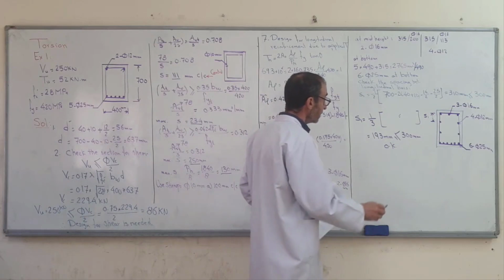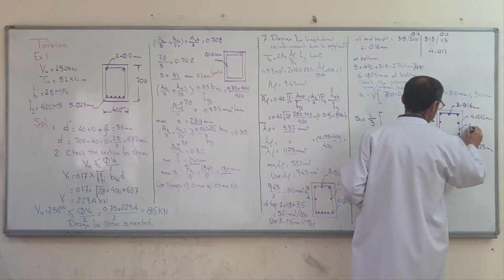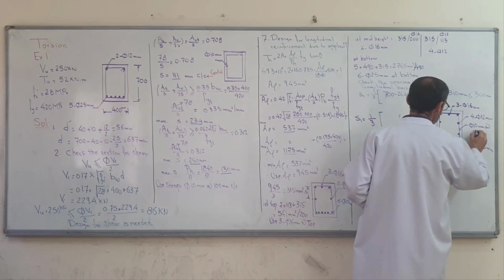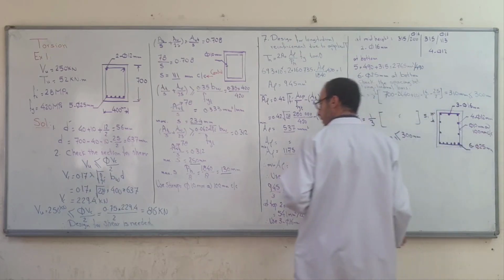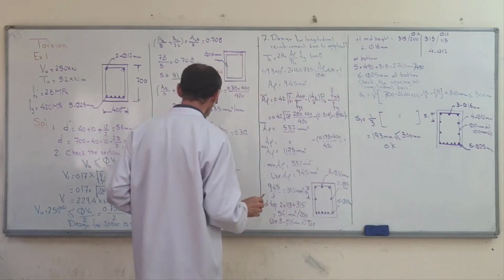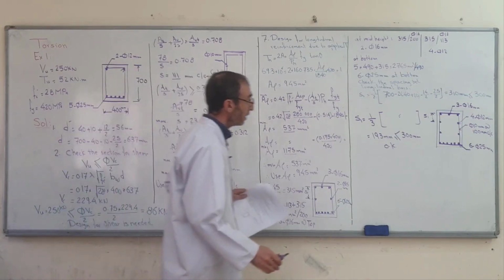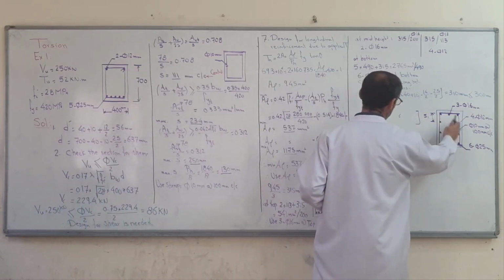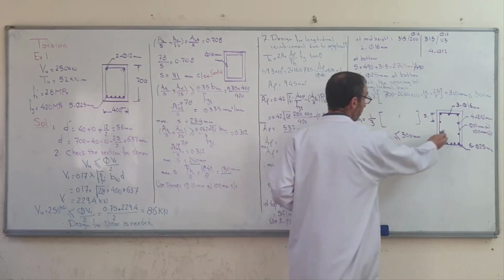This is the reinforcement details. Stirrup spacing: Φ10 millimeter at 100 millimeter center to center. We design for longitudinal reinforcement and for stirrups, and this is 100 millimeters. This is the detail of the reinforcement.